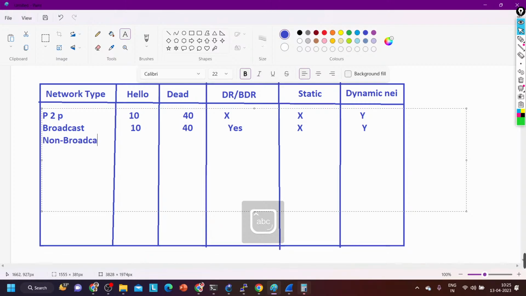Okay. Third type of network is non-broadcast. Hello interval on a non-broadcast network will be 30 seconds and hold interval will be 120 seconds. DR BDR? Yes. Static neighborship? Yes. And dynamic neighborship? Not possible. Okay.